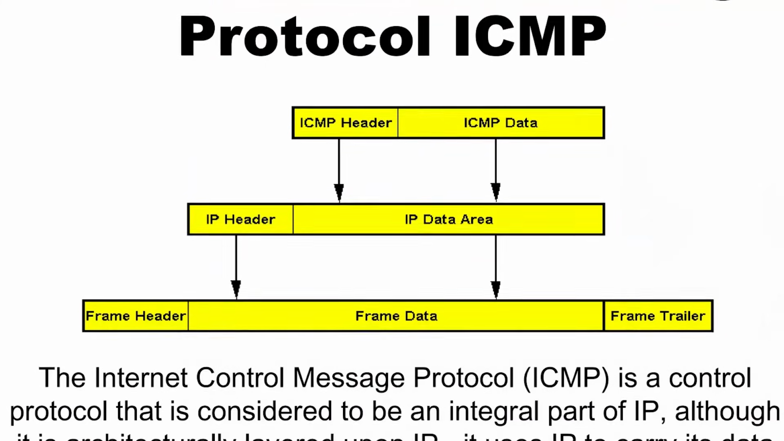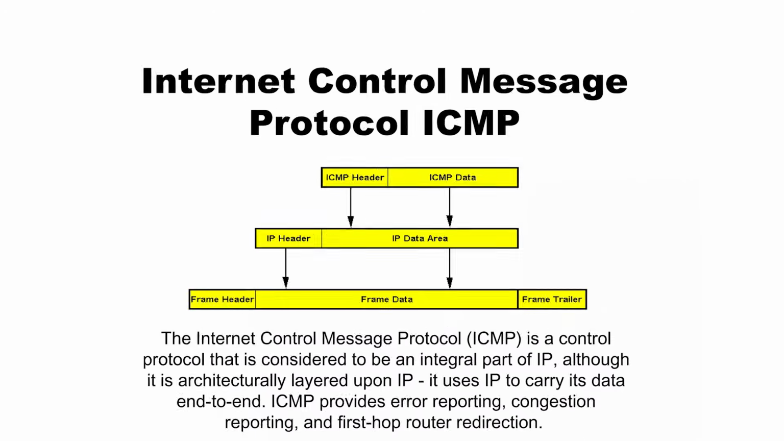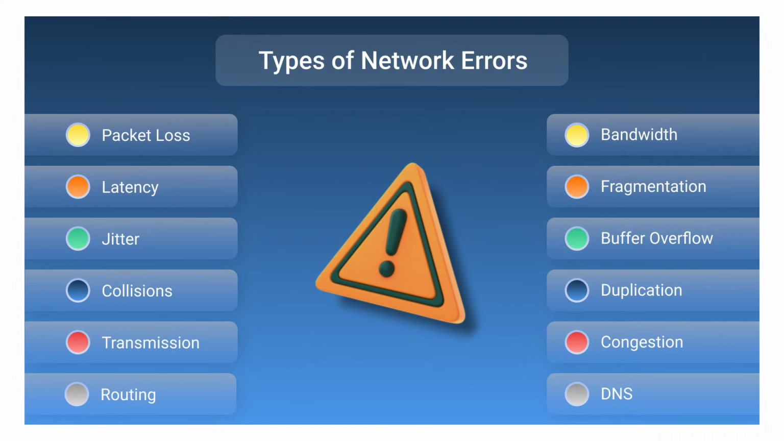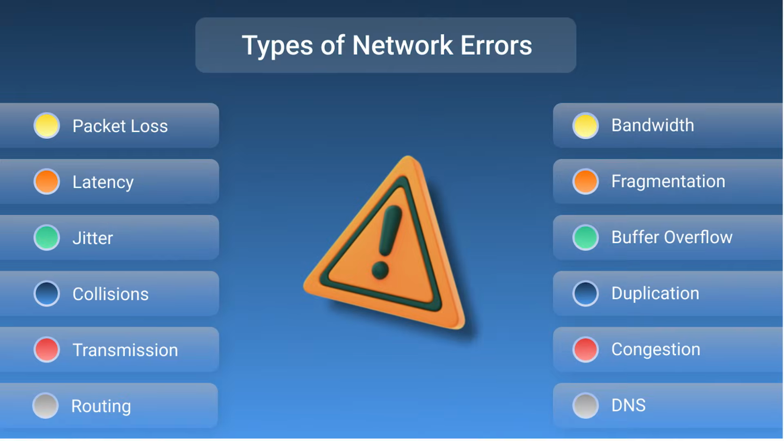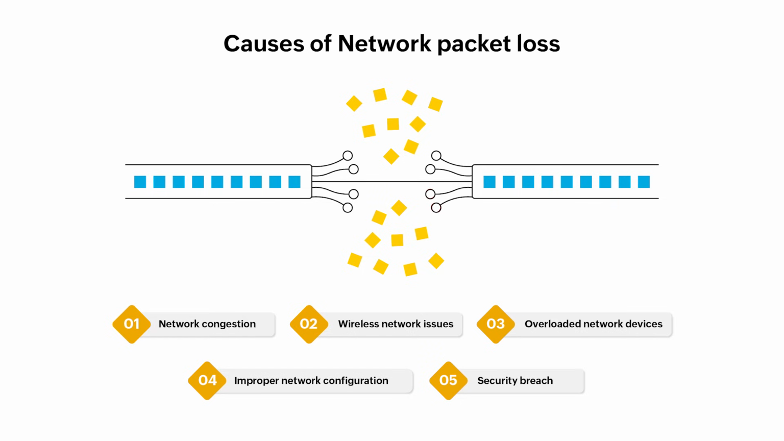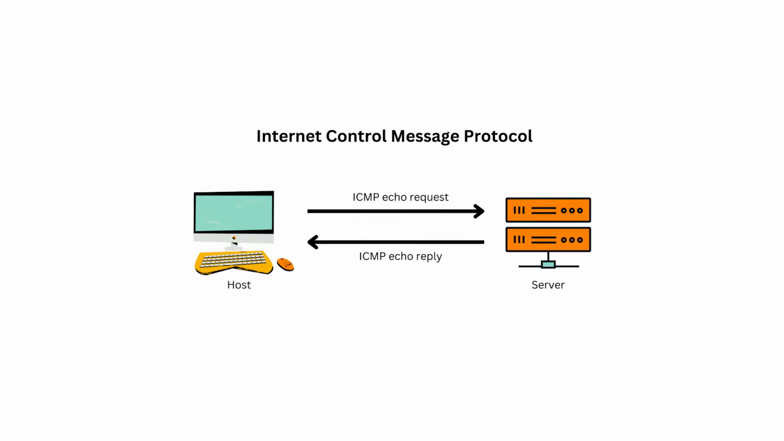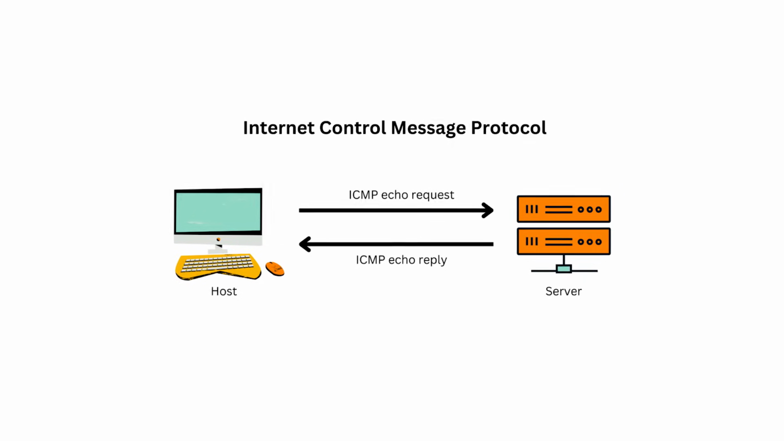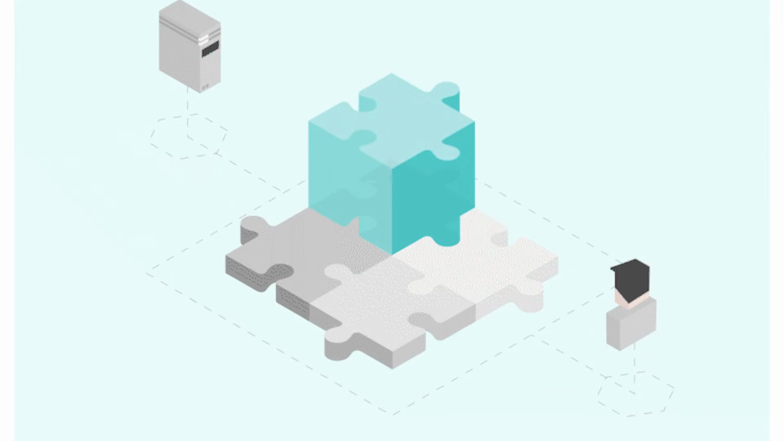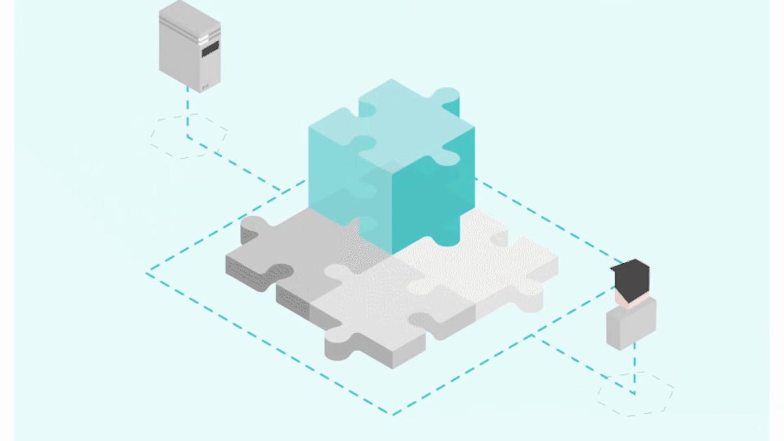The Internet Control Message Protocol is not used to transfer data between applications. Its job is to report errors and provide diagnostic information about what is happening on the network. When a data packet cannot reach its destination, it is often an Internet Control Message Protocol message that comes back to the sender explaining what went wrong. Two of the most commonly used network diagnostic tools are built entirely on this protocol.